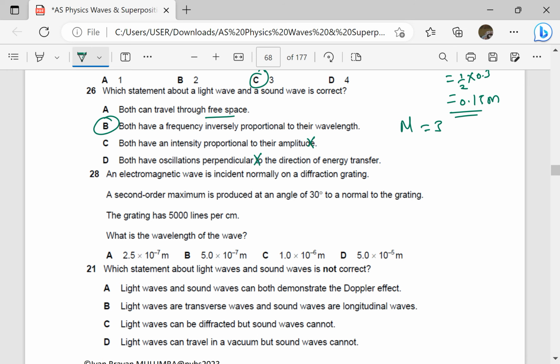An electromagnetic wave is incident normal on a diffraction grating. A second order maximum is produced at an angle of 30 degrees to a normal to the grating. The grating has 5,000 lines per centimeter. That means the number of lines per meter is going to be 5,000 times 100. What is the wavelength? So since it is a diffraction grating, n lambda is equal to d sine theta.